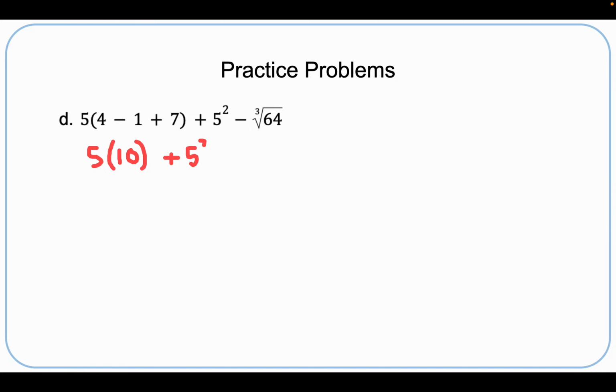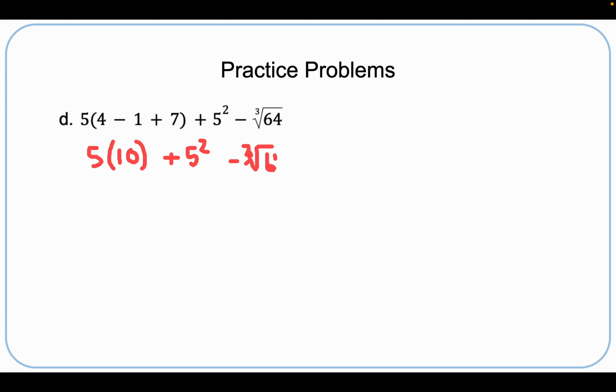The square root of 81, that is 9, because 9 times 9 is 81. And then here we have a longer expression, so let's start within our parentheses. So we have 4 minus 1 is 3, plus 7 is 10. So I'm going to put 10 in the parentheses here. Then rewrite the rest of this.